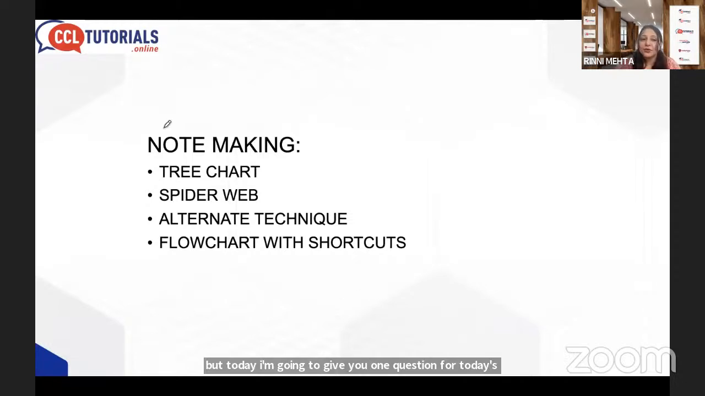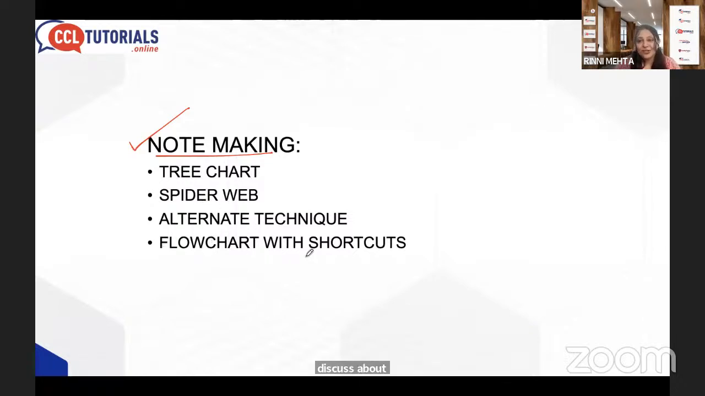Just before that, I'll tell you we do guide in our coaching about these strategies according to the curriculum. You will understand what is note making. In this, we discuss the tree chart, spider web technique, the alternate technique, and flow chart with shortcuts. However, today, as time does not allow me to explain everything in detail, I would just like to say here that note making is allowed in the exam.